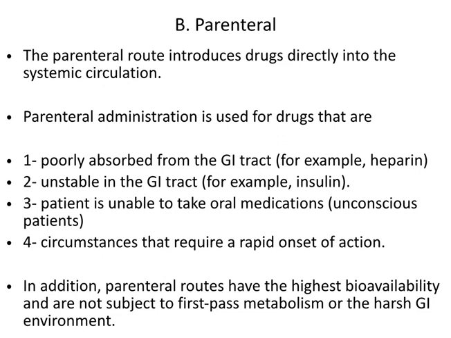Well, after enteral, the parenteral now. Parenteral is another route of introducing drugs directly into the systemic circulation. Parenteral administration is used for drugs that are poorly absorbed from the GI tract, for example, heparin. Unstable in the GI tract, that means the GIT leads to destruction of the drug itself, for example, insulin. That's why with insulin, you cannot find a tablet called insulin.